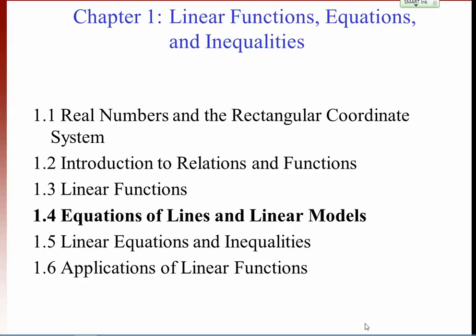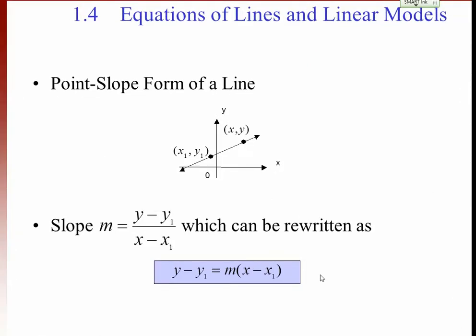Okay, this is section 1.4. We're going to do the equations of lines. And the book talks about the point slope form of lines, but I'm not really a big fan of the point slope form, so I'm going to show you another way to do this using the slope intercept form we already know. So if they give you 2 points, you can easily find the slope, right?